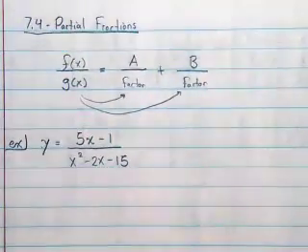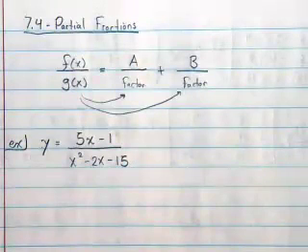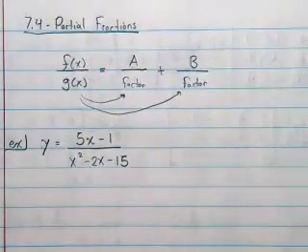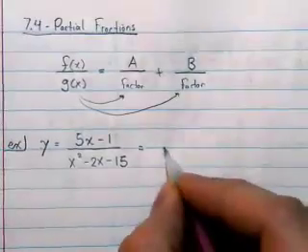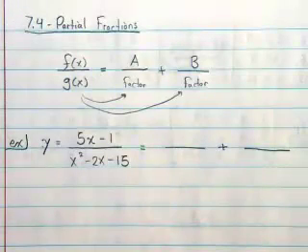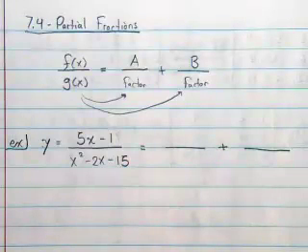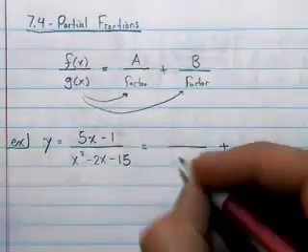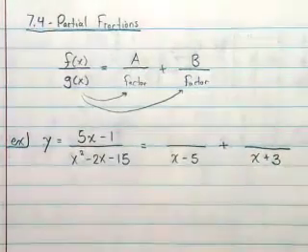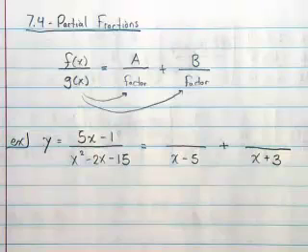Okay, so when I put this thing together, the common denominator must have been x squared minus 2x minus 15. If that's the case, what would be the two denominators of the fractions we started with? X minus 5 and x plus 3. Okay, because those would have been the factors of x squared minus 2x minus 15.